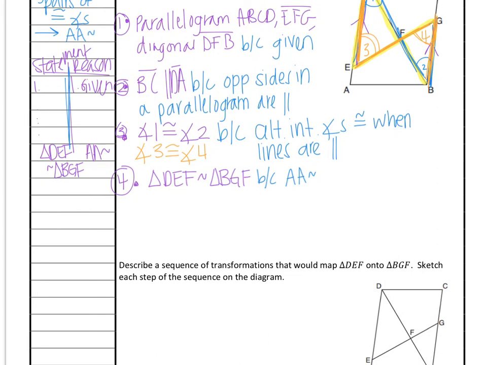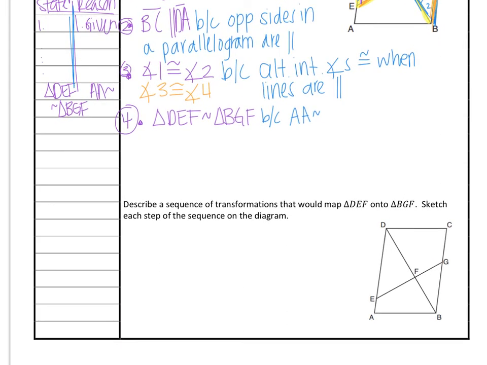The last part here for the same exact picture says describe a sequence of transformations that would map triangle DEF onto triangle BGF. Sketch each step in the sequence on the diagram. So we need to take our big triangle DEF and shrink it down to meet the size of the other triangle. And then we also need to somehow move it, without giving you the answer, so that it maps onto its matching parts. So we want to map this old figure onto this new figure. And that's going to be important for us about the scale factor in just a second.